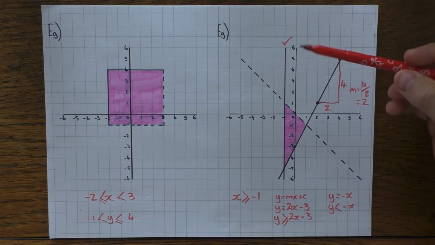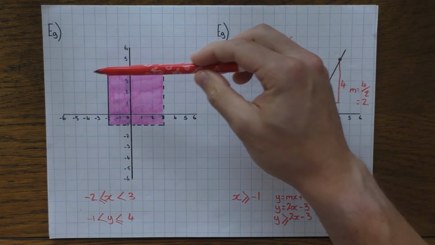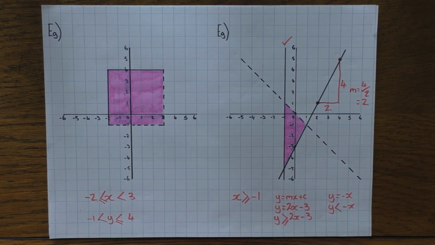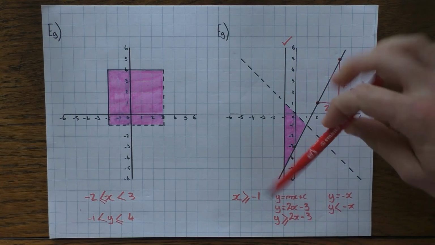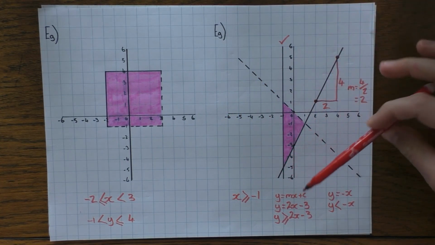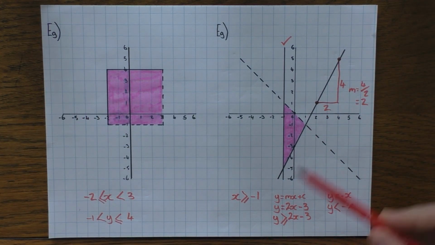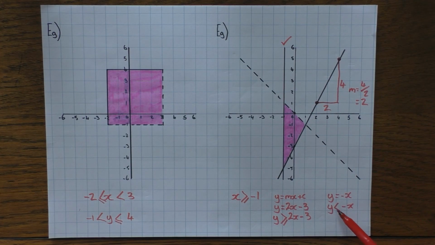So just a quick recap with these. If you have nice vertical lines, brilliant, use your x's. If you have horizontal lines, brilliant, use your y's. If you have diagonals, you might need to work out the equation of the line, just like I did here, and then just work out what the inequality is, whether y is bigger if it's above, or less if it's below the line. And then finally, if it's a solid line, make sure you put an equals, and if it's a dotted line, just make sure you leave the inequality like that.